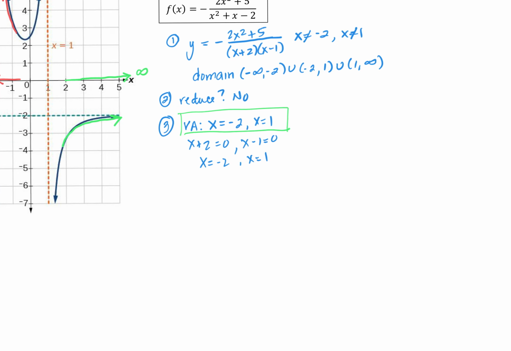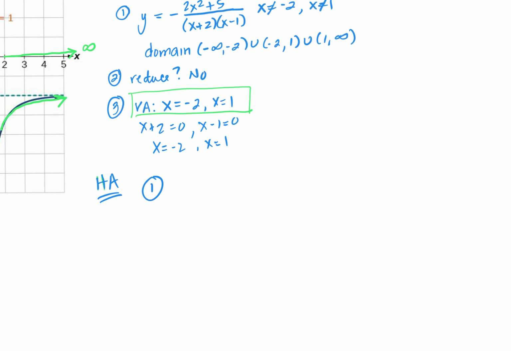All right, first thing we want to do when we look at our horizontal asymptotes: divide by the variable of greatest degree. Okay, I'm going to use y instead of f of x.